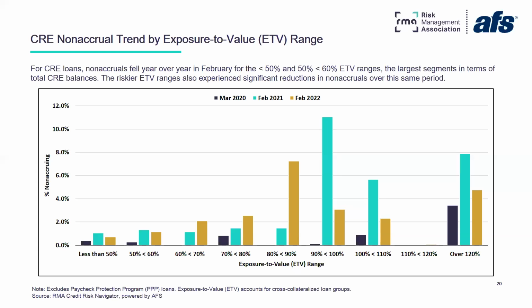And it's quite clear. And again, we're looking at March 2021, February 21, February 20. It's quite clear that throughout the pandemic, facilities with higher ETVs did not perform as well as those below 70%, and still are not. So that seems to be the cutoff. And you'll see that in a lot of documentation. Banks are putting the loan to value at 70% and holding there post-recession.